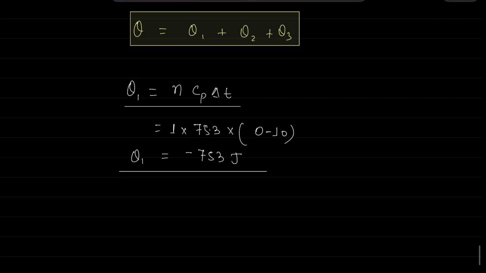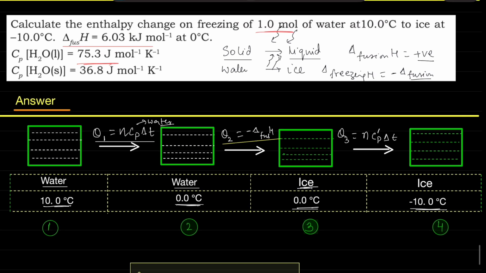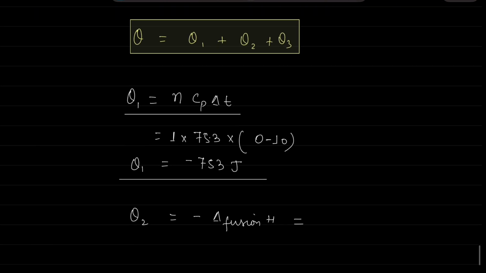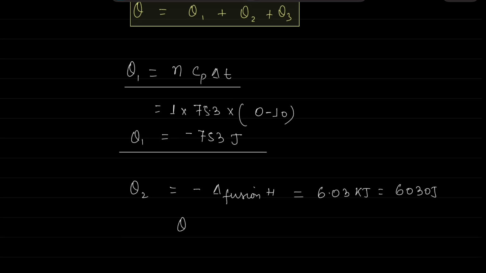Similarly, Q2. Q2 is equal to negative of enthalpy of fusion, and enthalpy of fusion is here given as 6.03 kilojoule. So kilojoule we can convert to joule. So it is equal to 6030 joule. So this is the value for Q2.